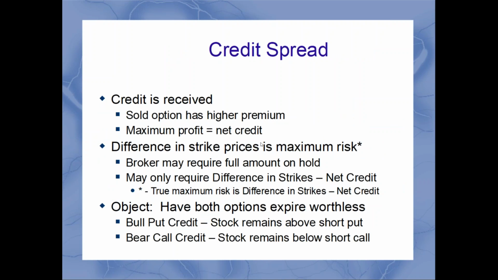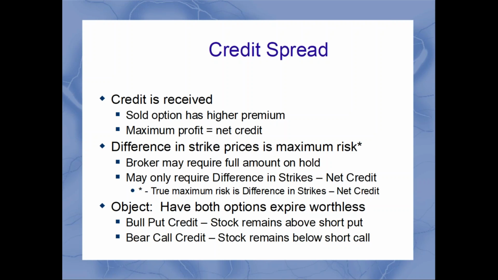Credit spreads, bull and bear, bull puts, bear calls: you receive a credit up front for the transaction. It's deposited in your account immediately. The option you're selling has the higher premium. The maximum profit is achieved when both options expire worthless. You keep the net credit. Your maximum risk is the difference in the strike prices.